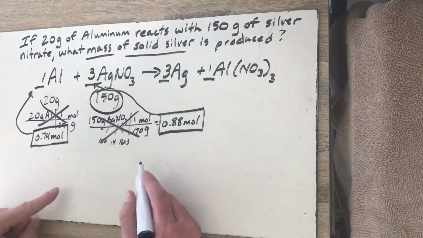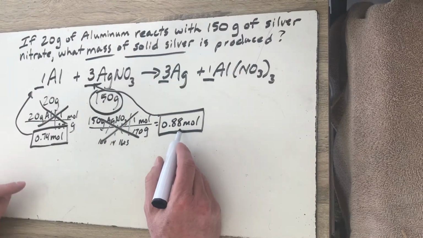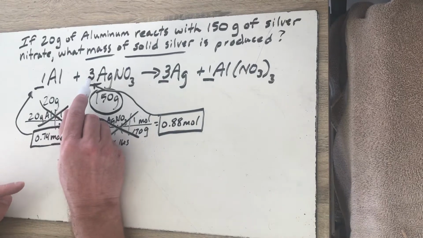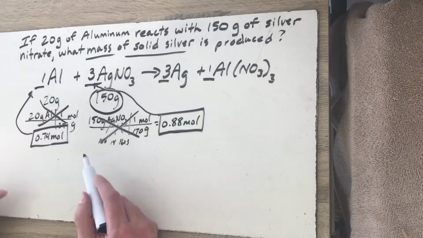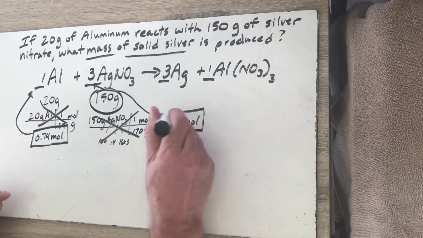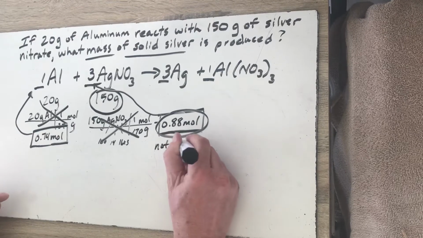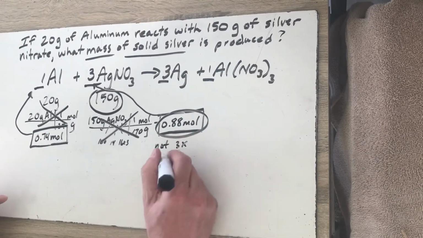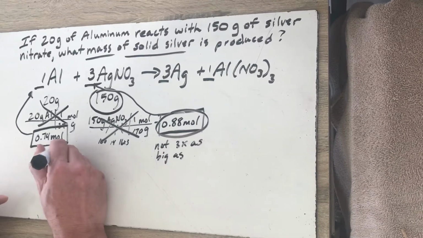Well, let's look at what we have. We have 0.88 moles of silver nitrate, 0.74 of aluminum. What we really need is our amount of silver nitrate to be 3 times the amount of aluminum if all of this were going to get used up. But this number is not 3 times as big as this number over here.